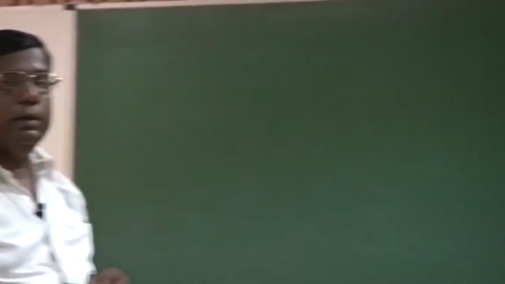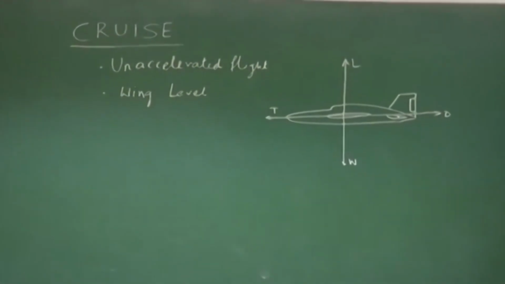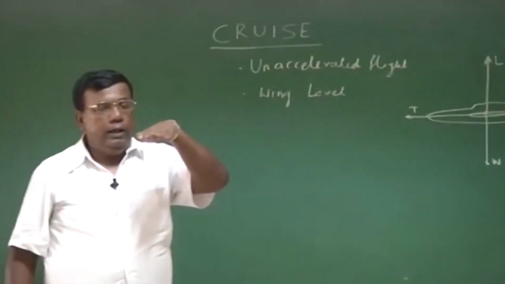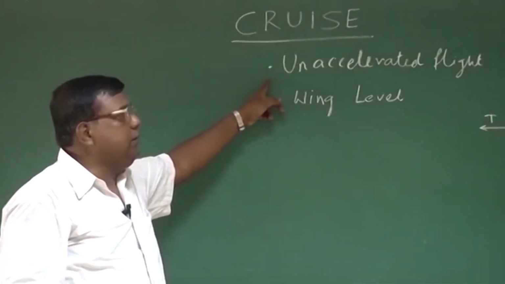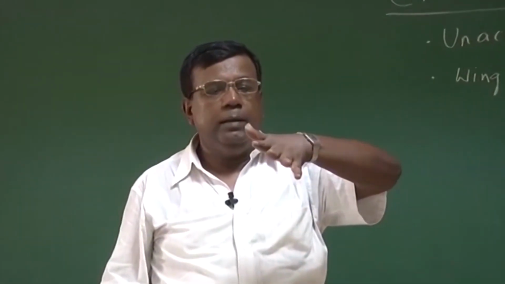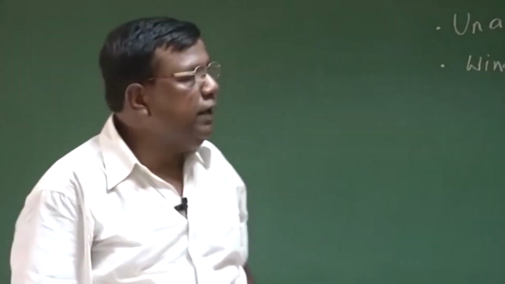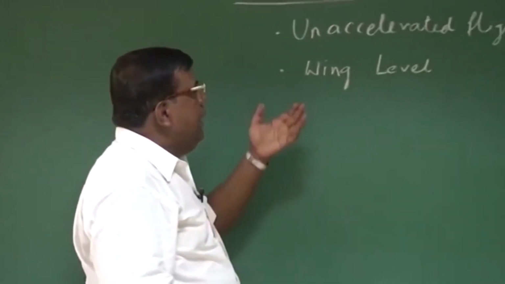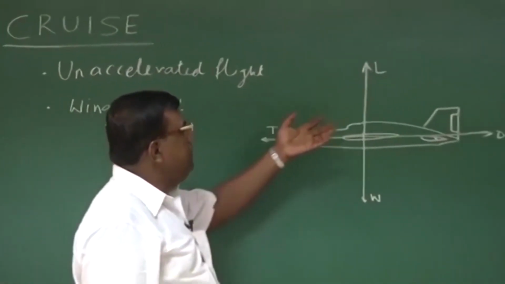Hello, dear friends. Today we will be discussing one of the important flight phases of an airplane, the cruise. When I say cruise, the airplane will be going in a straight line and it will be unaccelerated. All the forces and moments will be balanced, and the wings level, that is, the wings will not have any orientation like this; it will be straight and level. This is a straight flight, typically a cruise flight. And when I say unaccelerated flight, we mean that the net forces are balanced.